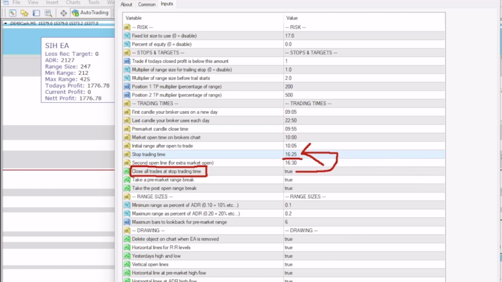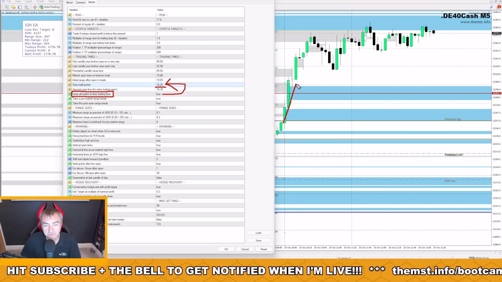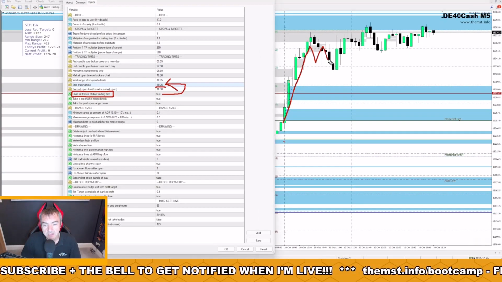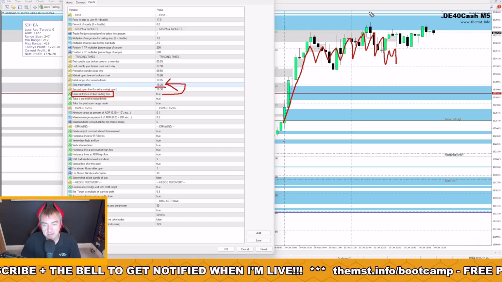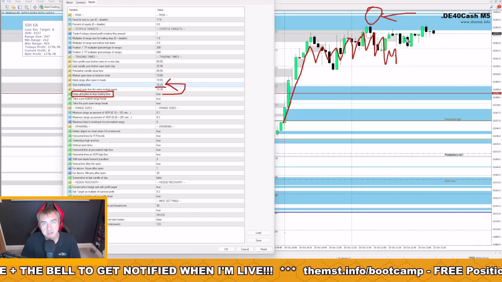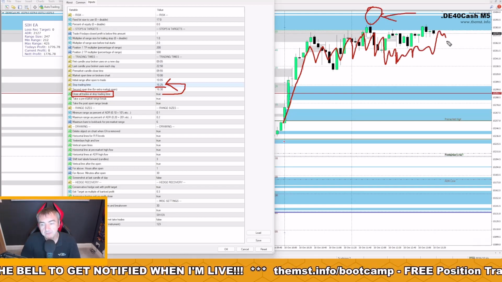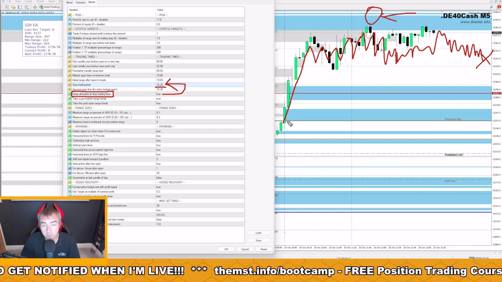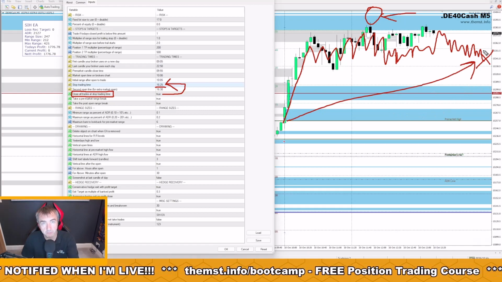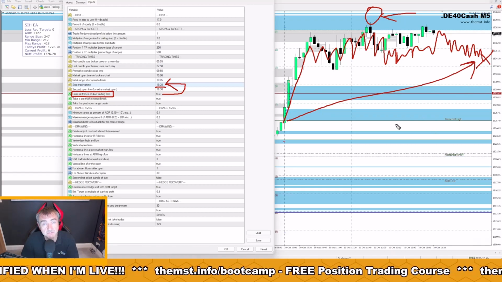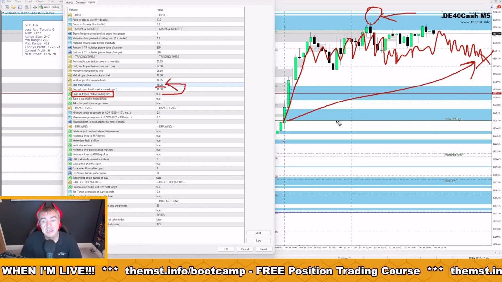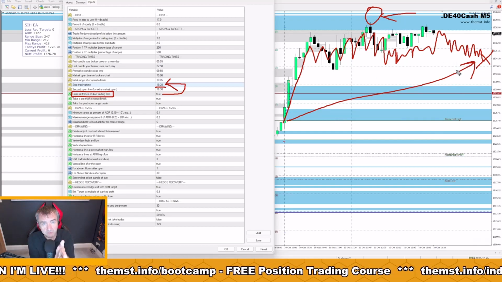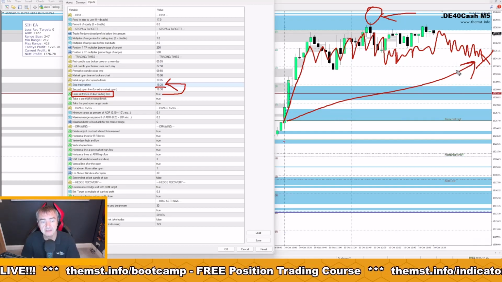So say for example, we get a nice clean break like we do today. It pushes up and then we just hover around here. It doesn't quite hit our target, which may be up there, for example. What happens is just before the New York open, it will just shut your position, and it will bank whatever you've got. That may be a profit, it may be a loss, it may be a hedge, it may be one position, we don't know. It'll just close everything out. So we're clearing the decks, getting ready to trade the next session.